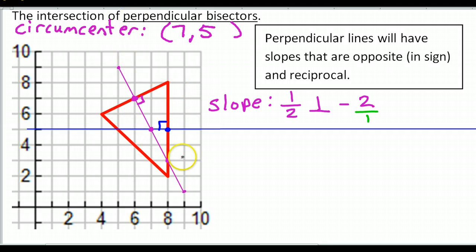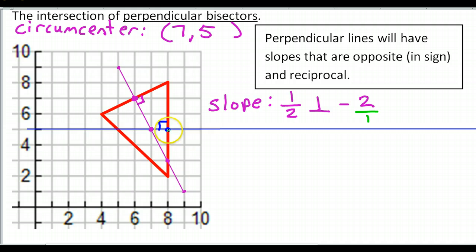Alright, but let's follow through and find our third and final perpendicular bisector. But if this was a test or something, you did 2 of them, you see where they meet, that's enough to be guaranteed that this is the circumcenter. So you don't have to do the third one. This is just really for practice.